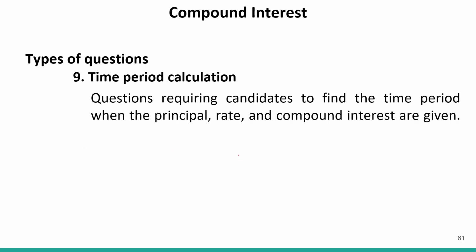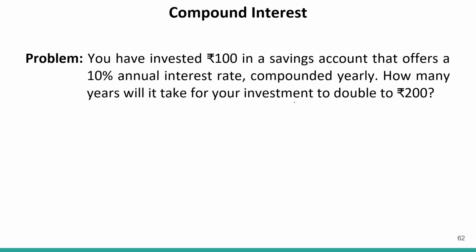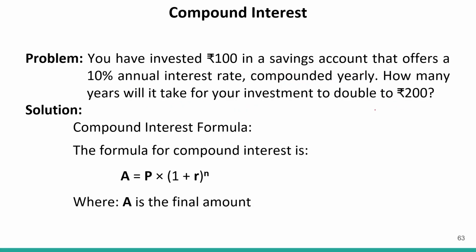Okay. So let's see the 9th kind of question, that is time period calculation. So questions requiring candidates to find the time period when principal, rate and compound interest are given. So you have invested 100 rupees in a savings account that offers a 10% annual interest rate compounded yearly. Okay, here compounding is done yearly. So how many years will it take for your investment to double, that is 200 rupees?